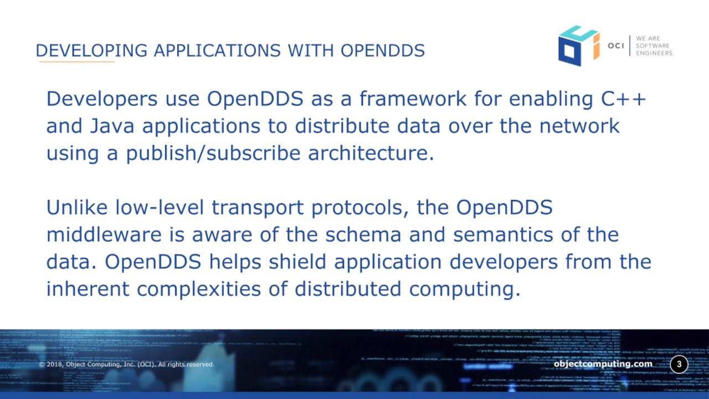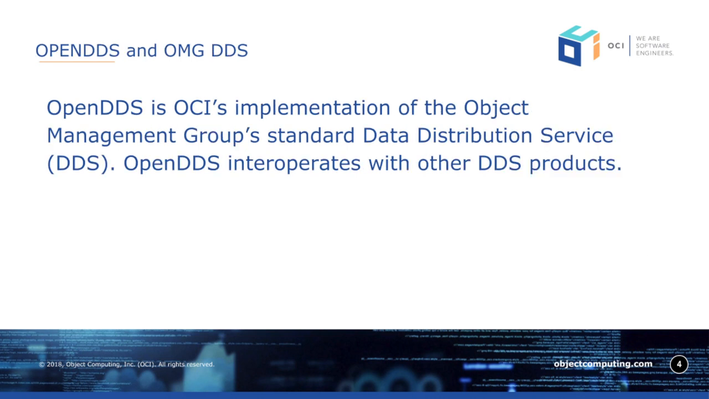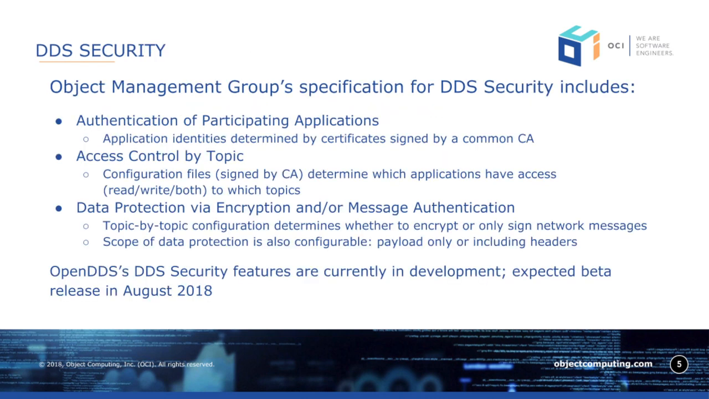Developers use OpenDDS as a framework for enabling C++ and Java applications to distribute data over the network using a publish-subscribe architecture. Unlike low-level transport protocols, the OpenDDS middleware is aware of the schema and semantics of the data. OpenDDS helps shield application developers from the inherent complexities of distributed computing. OpenDDS is OCI's implementation of the Object Management Group's standard Data Distribution Service, or DDS for short. OpenDDS interoperates with other DDS products.